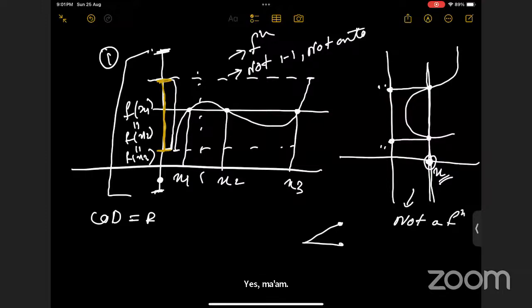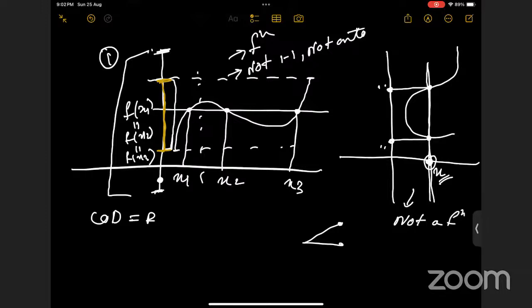Ma'am, I have a question about this graph. Can you show an example where the codomain and the range are different? Okay, I will surely give examples also. If someone has some doubt with the graph, you can ask. What was your doubt related to the graph?